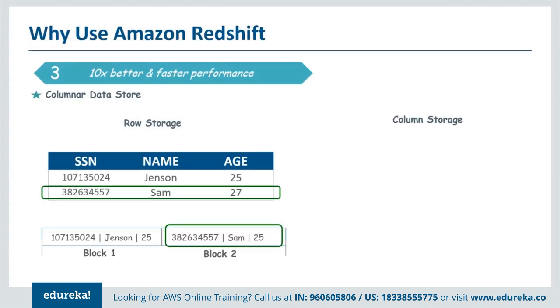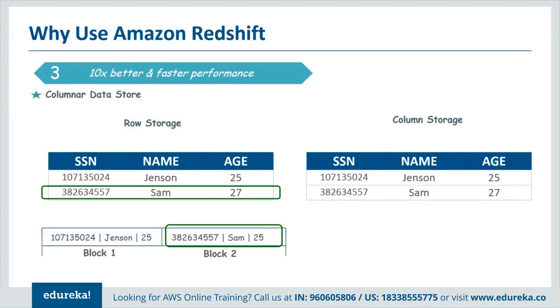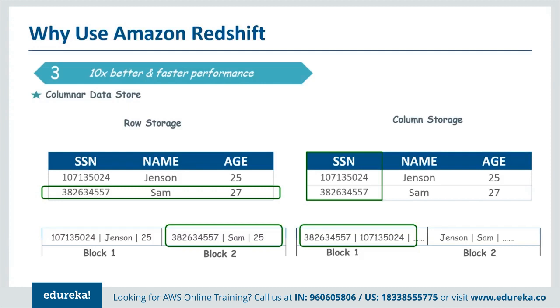Now the columnar storage. Again, I'm using the same database. Again, I have 3 columns and 2 rows. But column storage stores data by columns, with data for each column stored together. So again, we have blocks, but the first block here has all the data that is there in the first column.